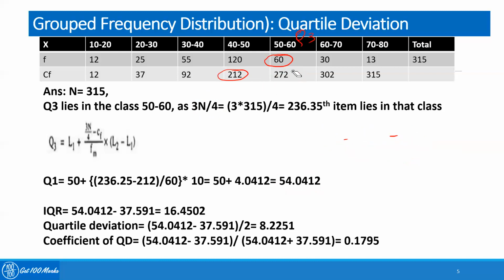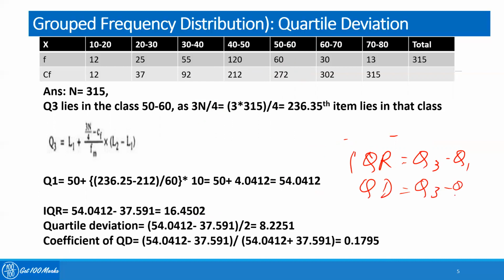Now we have Q3 and Q1, so we can find the value of, first, the IQR. IQR, or interquartile range, is basically Q3 minus Q1, and we got the value as 16.4502. Quartile deviation is basically Q3 minus Q1 divided by 2. So we have got 8.2251.